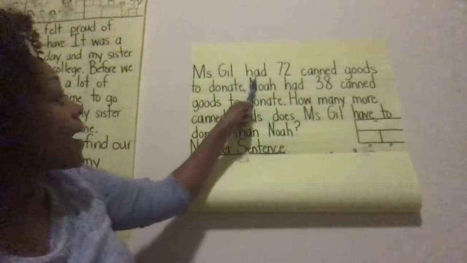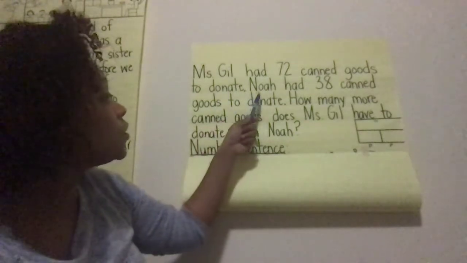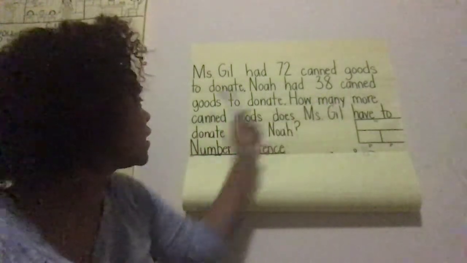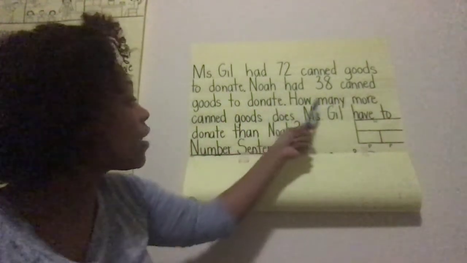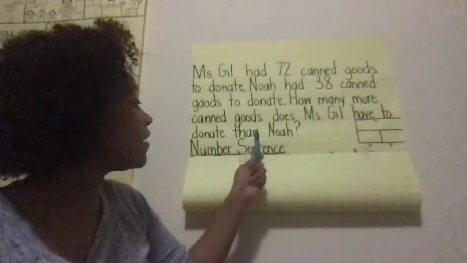Miss Gill had 72 canned goods to donate. Noah had 38 canned goods to donate. How many more canned goods does Miss Gill have to donate than Noah?